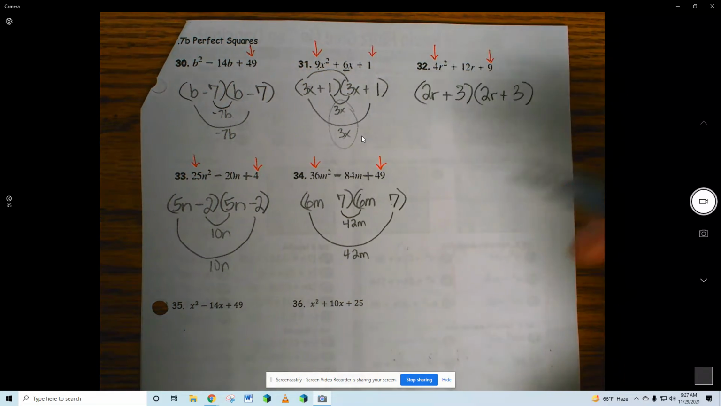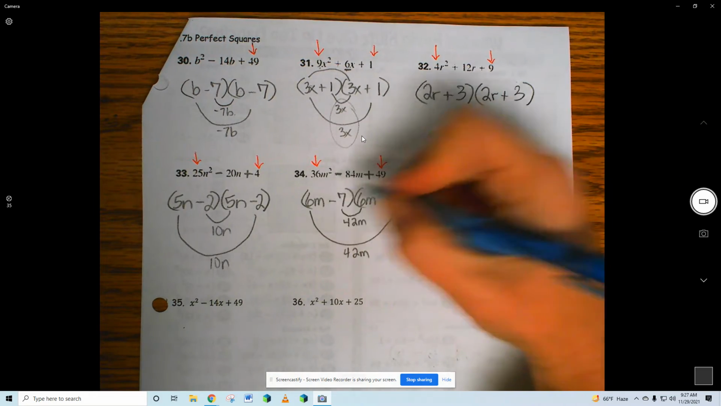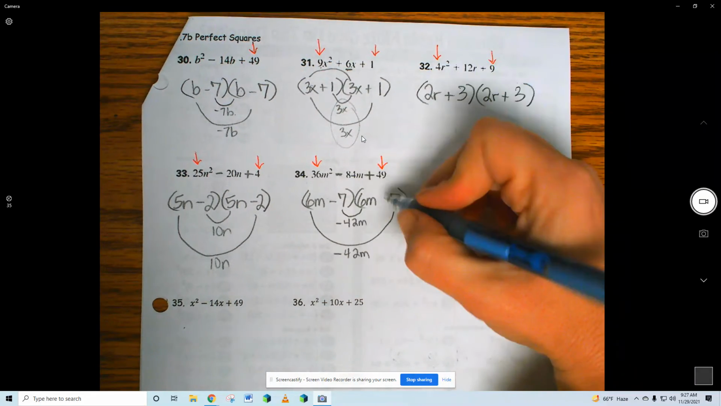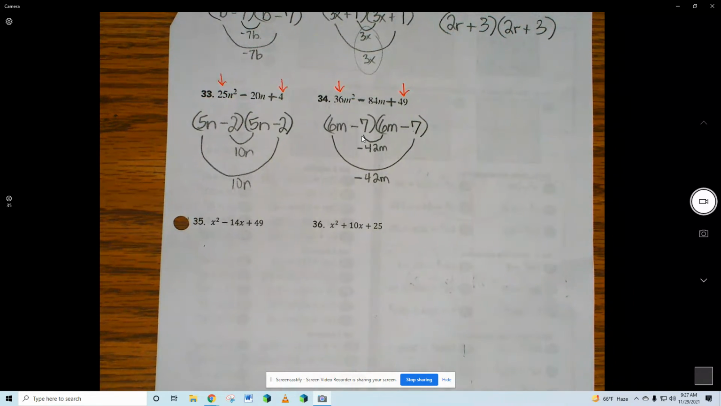42 and 42. Both positives or both negatives? What do you think? Both negatives. Negative 42 and negative 42 combine to make a negative 84. Yep. Okay, 35 and 36 are easy. Go ahead and do those if you haven't already. Am I going too slow? I wasn't sure.